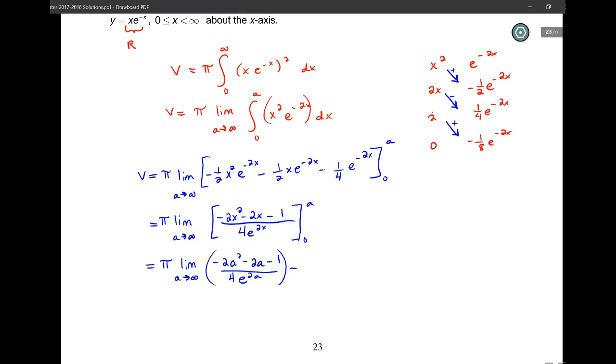And we want to subtract that, so we want to plug in 0. So that's just going to become a negative 1 over 4. And this whole part here, since it's over e, we know exponential functions grow faster, that's going to go to 0. So we have pi times 1 minus negative 1/4, so it's going to be pi over 4.